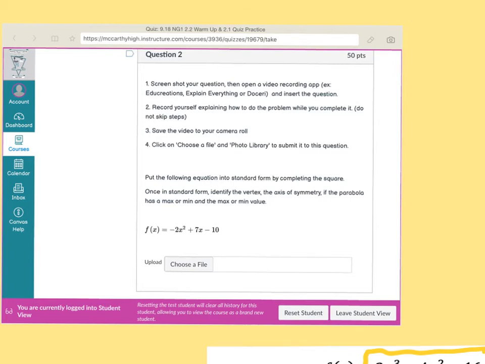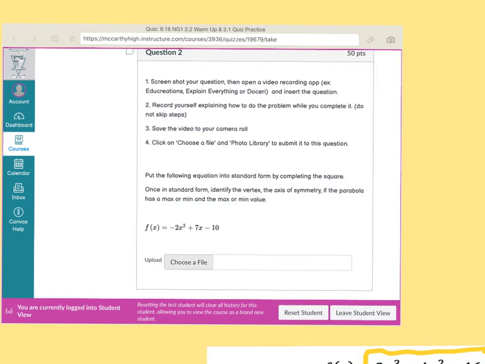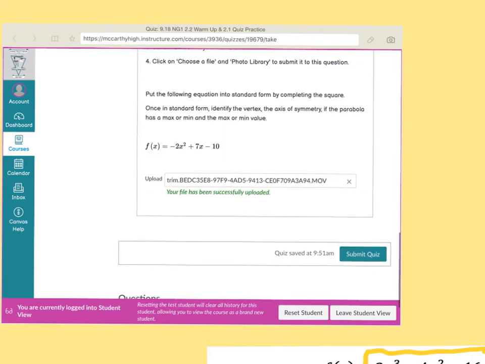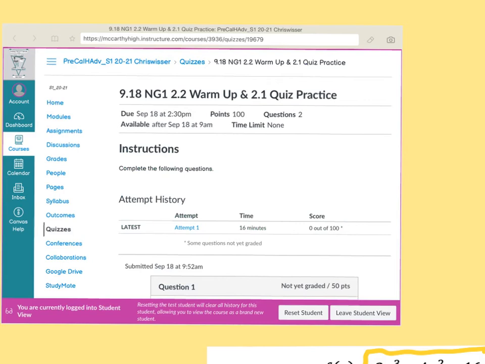Go. I'm going to choose my file. I'm going to go to my photo library because that's where my video is saved. And here's my video. Done. Use. It's compressing the video so it takes a moment. And there's my video. I'm done. I hit submit quiz.